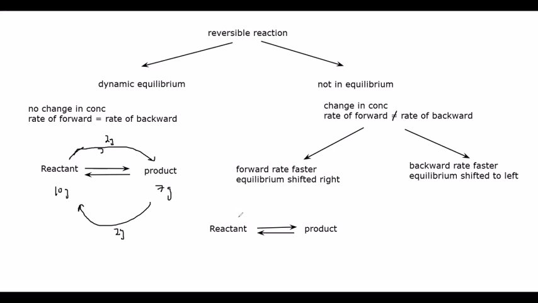So example, 3 grams of reactant are forming a product, and out of that, only 1 gram of the product is forming back the reactant. Is it in equilibrium? When 3 grams of reactant form a product, but only 1 gram of the product decomposes to form back the reactant, is it in equilibrium? It is not in equilibrium.